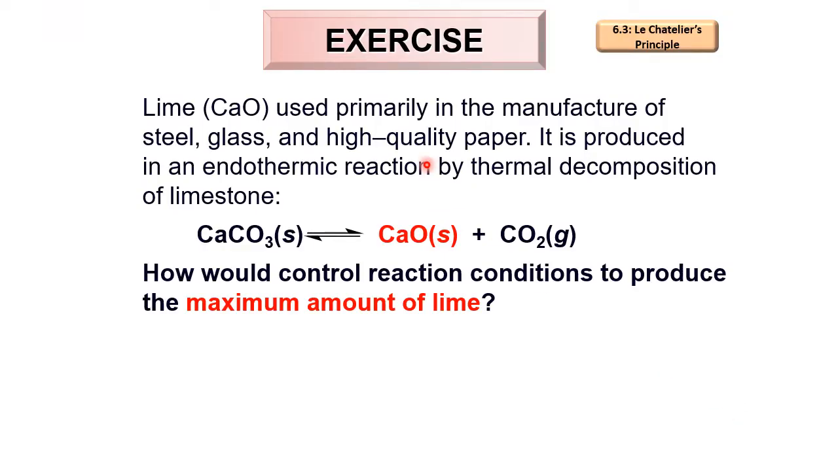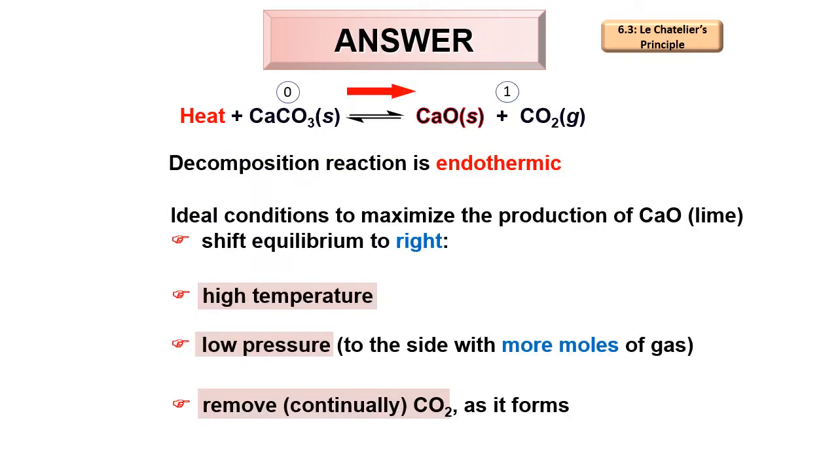Let's check this exercise. Lime, calcium oxide, is used primarily in the manufacture of steel, glass, and high-quality paper. It is produced in an endothermic reaction by thermal decomposition of limestone. Okay, how to increase the maximum amount of lime over here? So it means the system needs to shift to the right side. So based on this equation, we have to do the same thing.